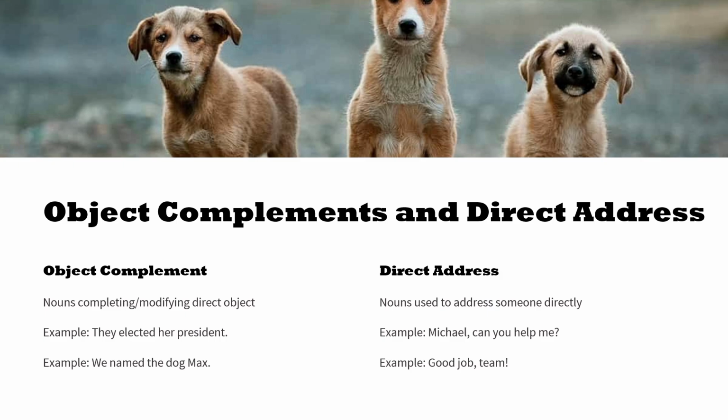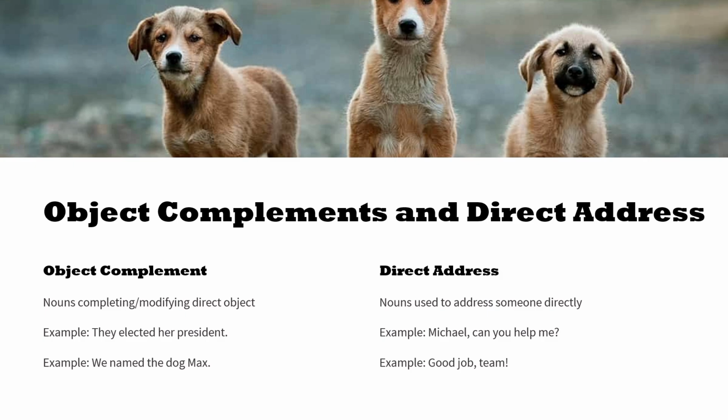Okay, so let's look at two examples. For the first example, they elected her president. In this sentence, president is the object complement. It renames or specifies the direct object, which is her. In the second sentence, we named the dog Max. Here, Max is the object complement, giving the name to the direct object, which is the dog. Notice how object complements always refer back to the direct object, providing additional detail. Understanding object complements is important because they often appear in formal contexts, such as announcements, appointments, or descriptions of roles and titles.